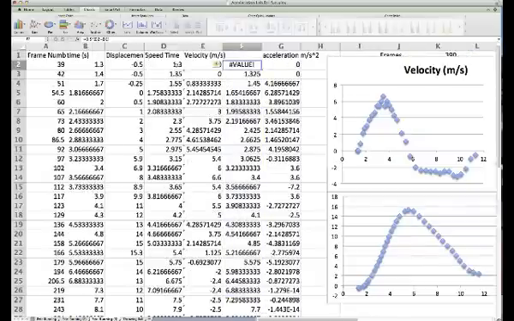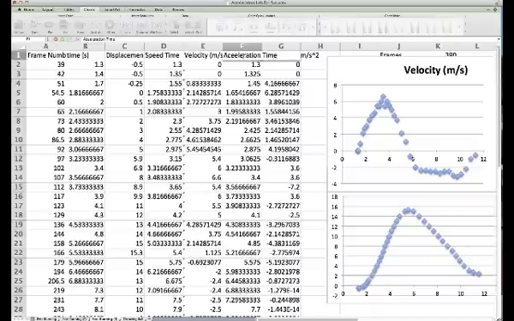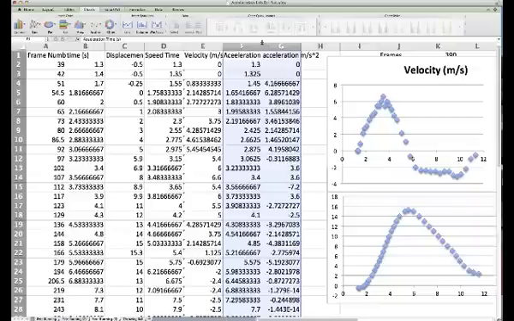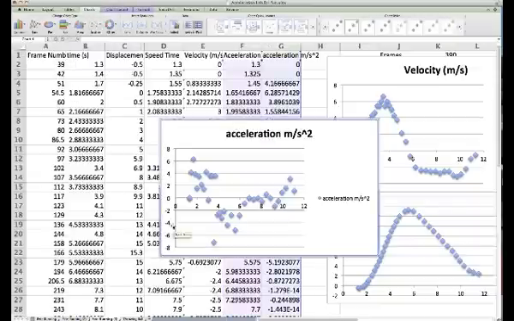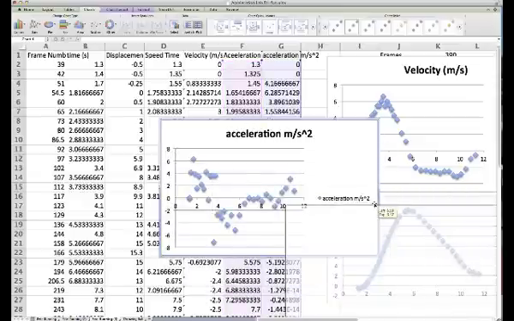And say that in the beginning it was, what, 1.3. Now I can, oh, and this is the acceleration time in seconds. So now I can find my acceleration as a function of time. Graph it here. Now you see it's kind of noisy because as the slope of this line changes just a little bit, the acceleration changes. But let's take a look.